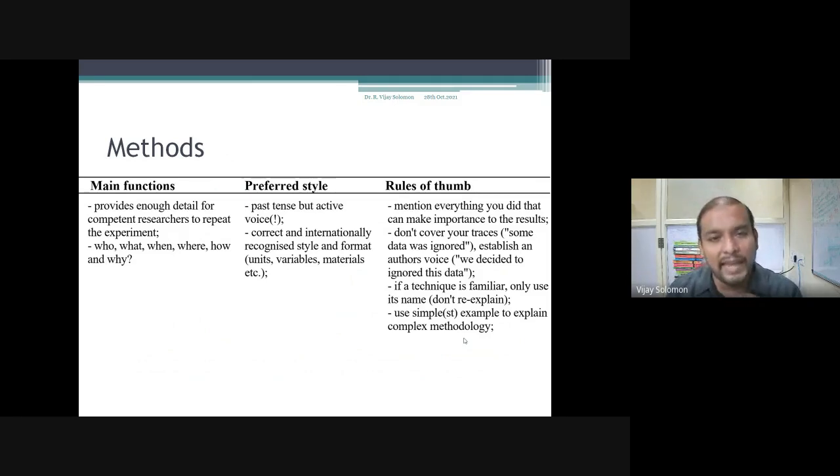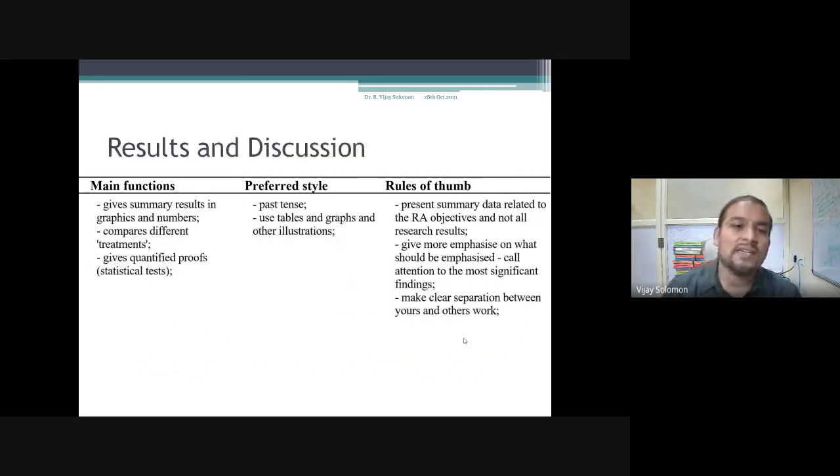Don't hide any of your gray area here. You should not ignore, intentionally or unintentionally, the kind of data that you have collected and the way in which you have collected the data. And use simple examples to explain complex methodology. It is not a place where you throw your glossary of words and confuse the readers and the viewers.